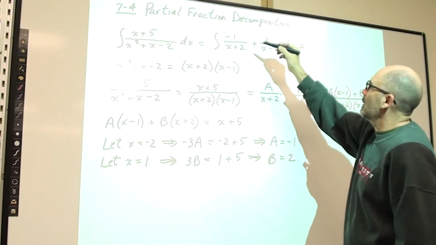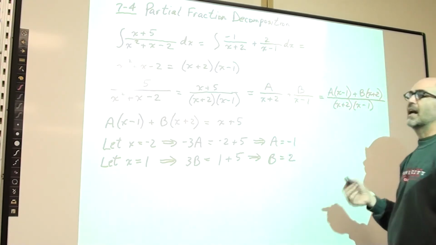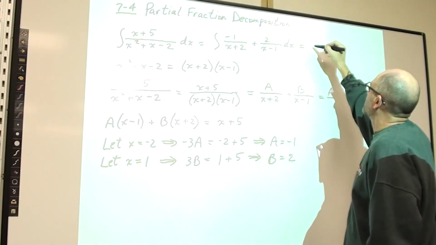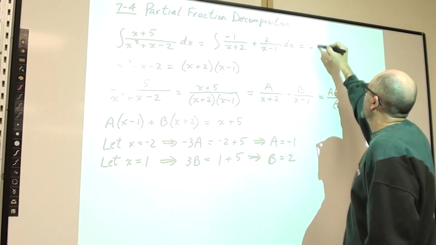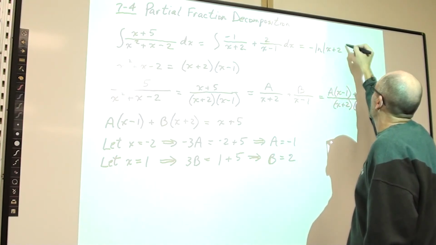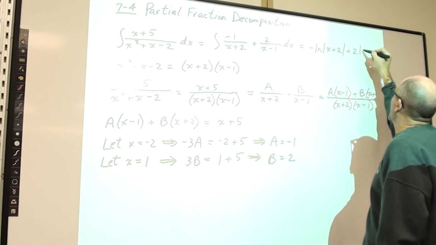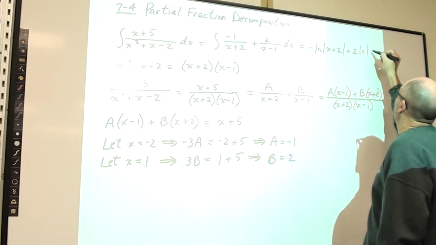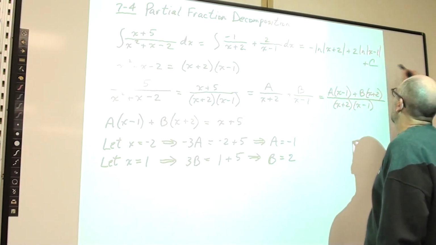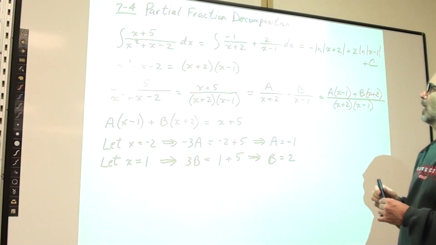So the integral of 1 over x plus 2 is just natural log of x plus 2. And we have the negative 1 parked outside. So we have negative natural log of x plus 2 plus 2 natural log of x minus 1 plus c. That's it. Game over.